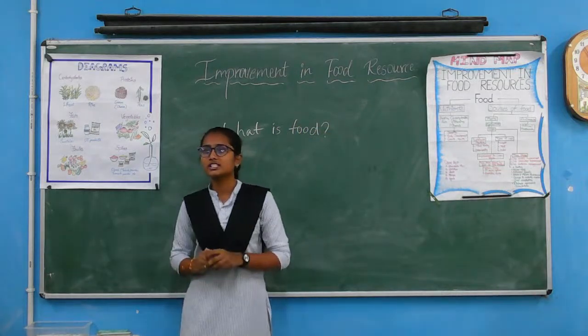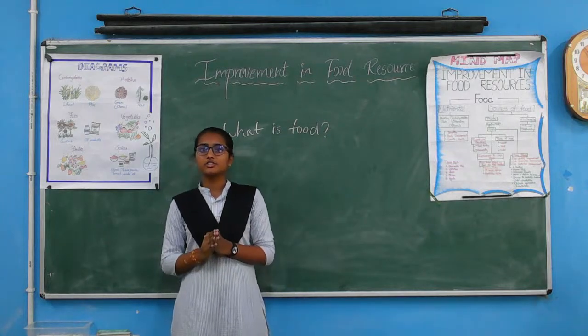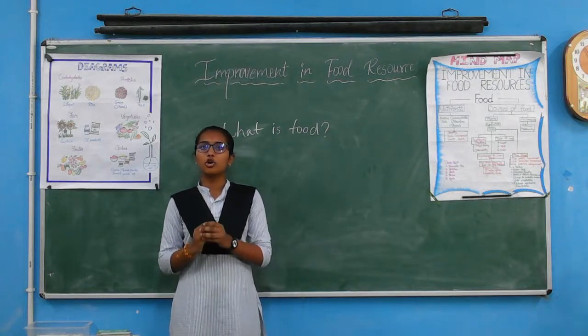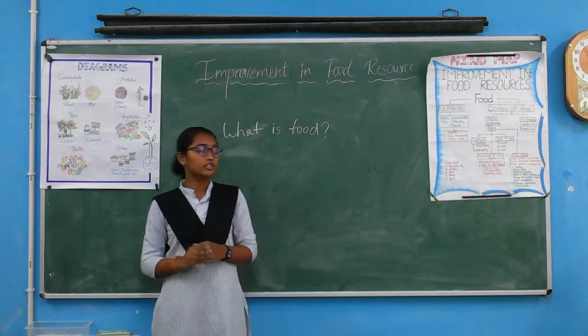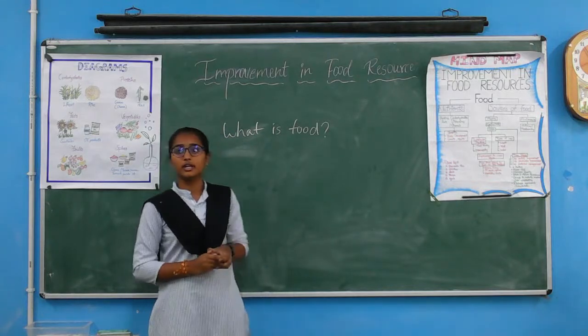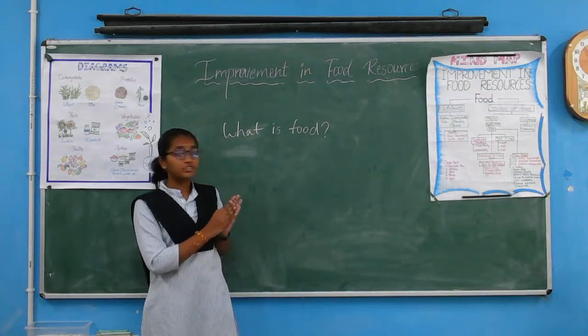So friends, firstly, what is food? Food is an organic substance which is very essential for our body development, growth and health. So these three main characteristics are provided to our body by food only. And now I will tell you about the nutrients which are contained in this food.